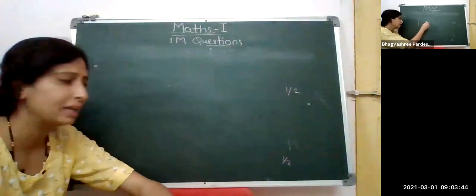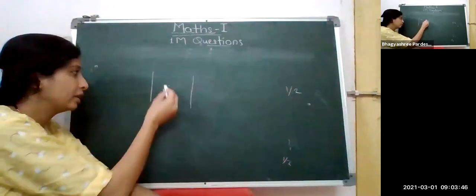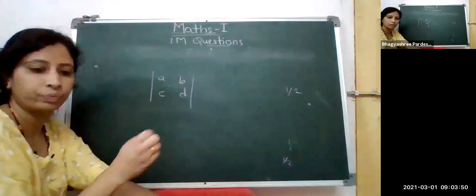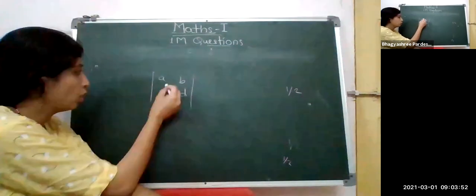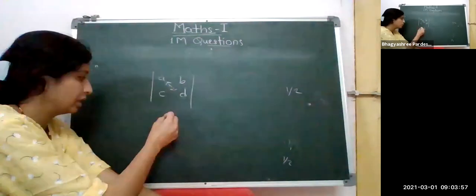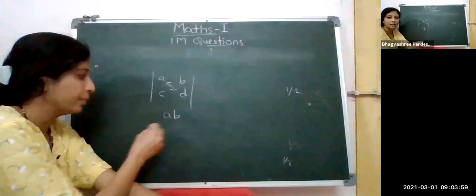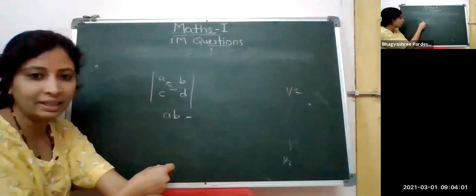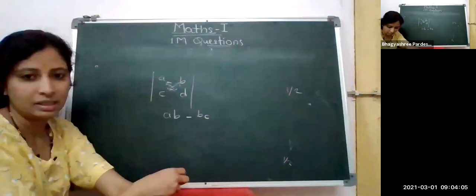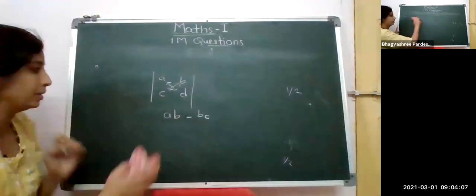The determinant, suppose it is a b c d. What we do here, we just cross multiply. The first two, we have to do the cross multiplication of the first two, that is a into b, then the middle will be a minus sign, minus for the next two, that is b multiplied by c.